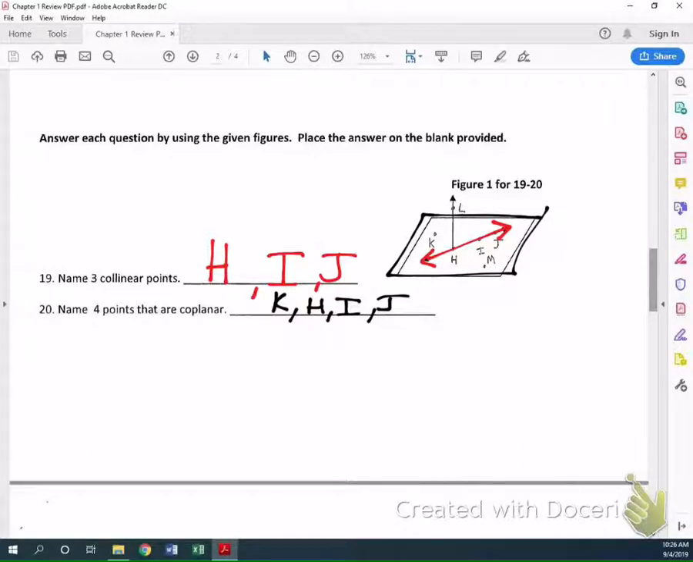Notice there's a dot next to the K and a dot next to the M. Those are both points in this case. Sometimes there's a random letter off to the corner. That's the name of the plane. But if it does have a dot next to it, it's the point.